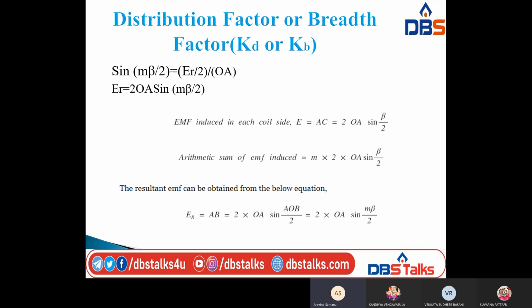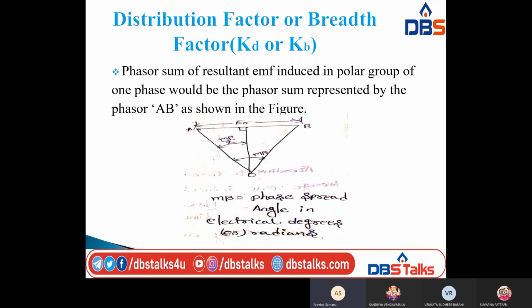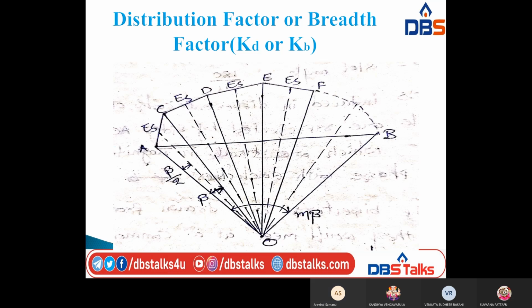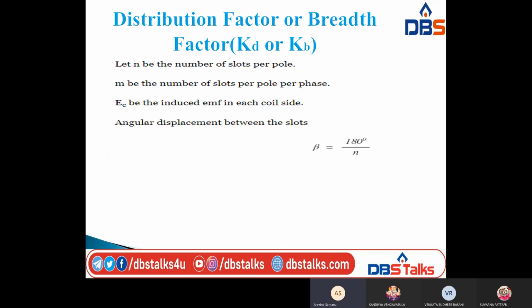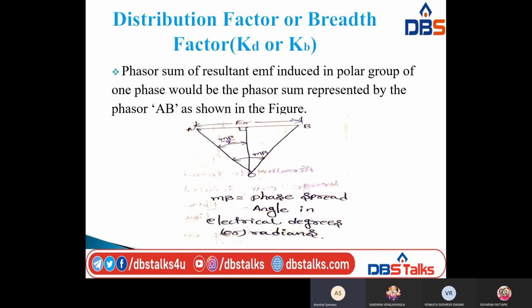Right? M beta by 2. So here we have ER, but in the ER place we have AB. Why? Because here I am taking OAB. In the previous case I am taking OAC line, and here in this case I am taking OAB.